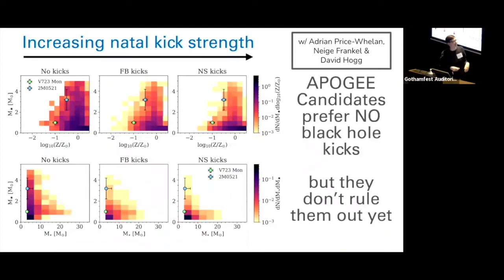As just a quick example of some of the things that I'm thinking about, this is some work that I've been working on with Adrian Price-Whalen and Nej Frenkel, as well as David Hogg. Here we're considering two APOGEE candidates of a luminous red giant star orbiting a black hole candidate. On the first set of plots, I'm showing you the luminous giant star mass versus metallicity. And then on the second set is luminous giant star mass versus black hole candidate mass.